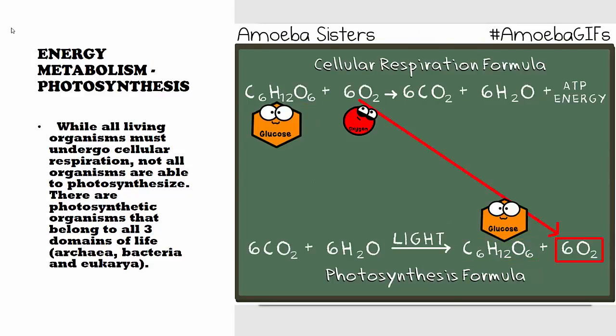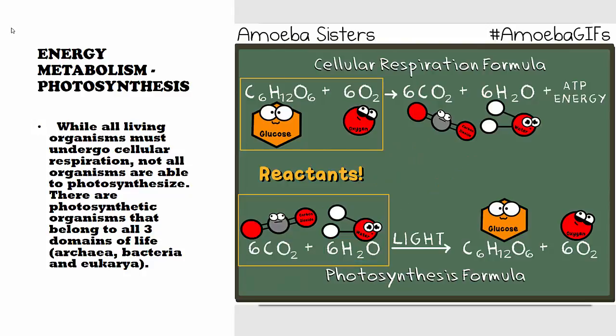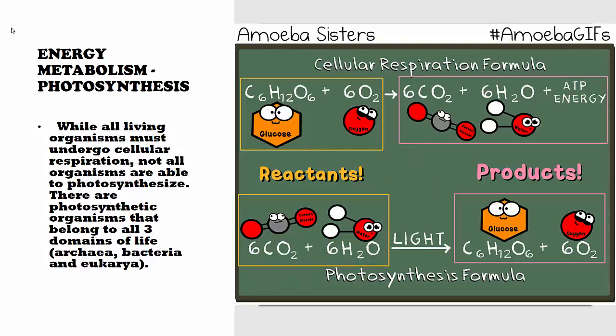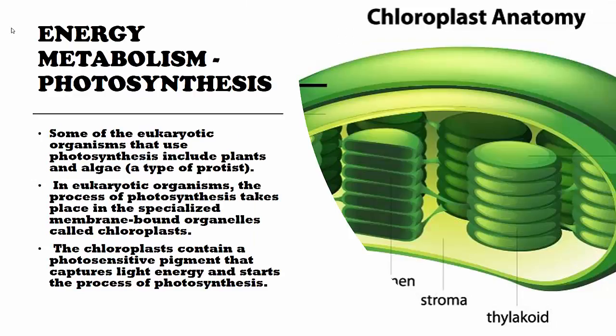While all living things must undergo cellular respiration, not all organisms are able to photosynthesize. There are photosynthetic organisms that belong to all three of the domains of life. Some of the eukaryotic organisms that use photosynthesis include plants and algae, which is a type of protist.